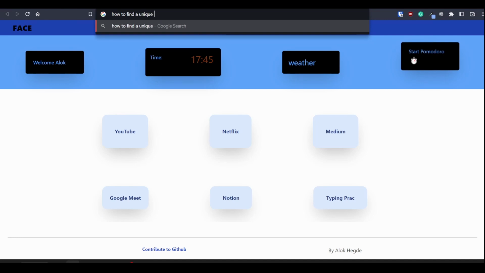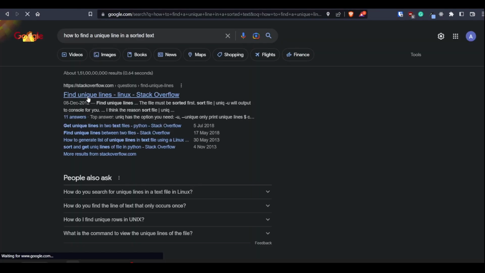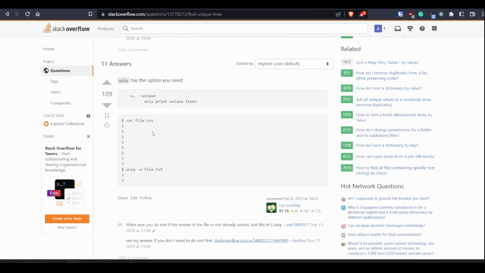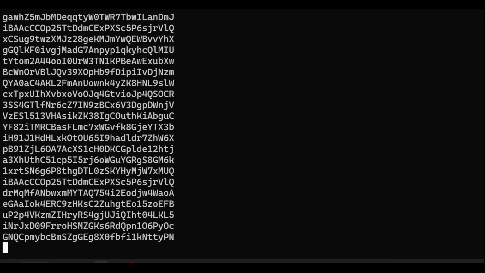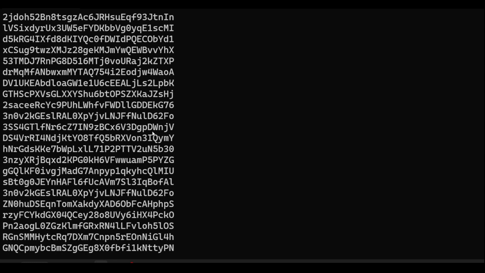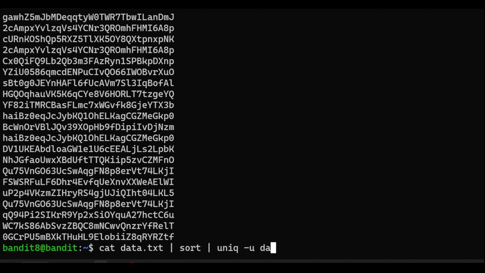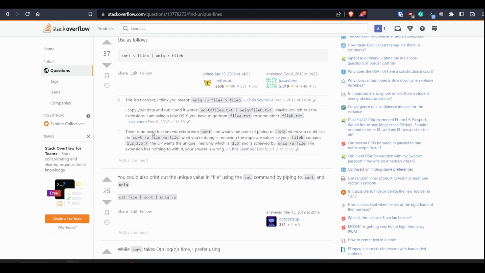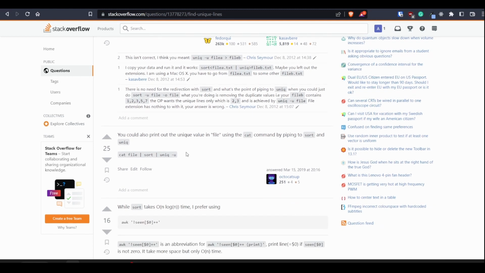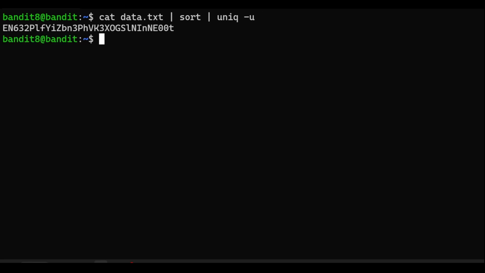How to find a unique line in a sorted text. Okay, unique minus u data.txt. That is not working for me, is it? Yeah, that's what. Cat file sort unique minus u. I don't have to do this, huh? Oh my god. Oh god, I'm not the omega at all.